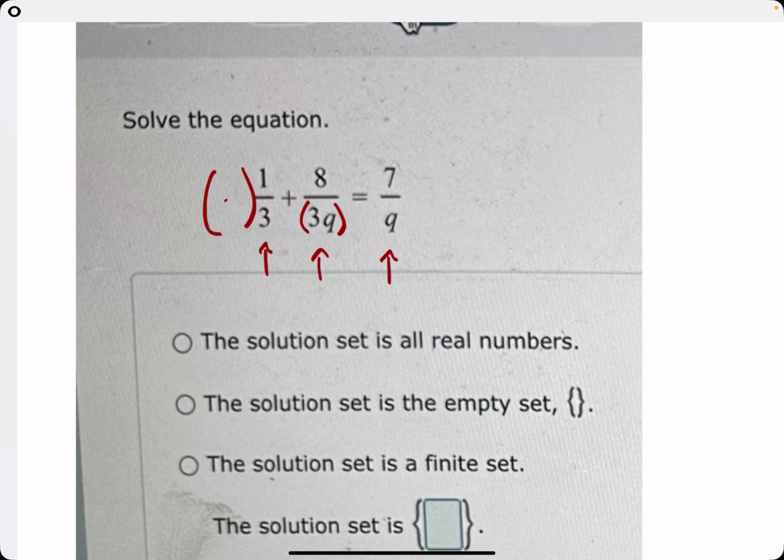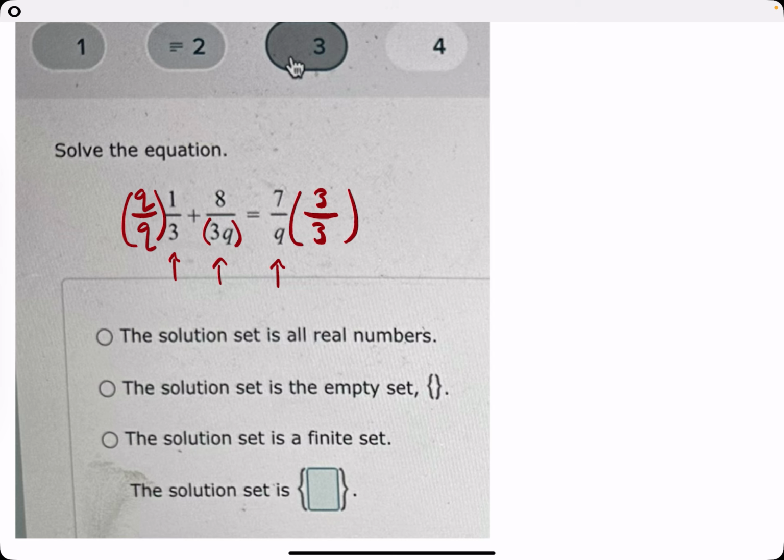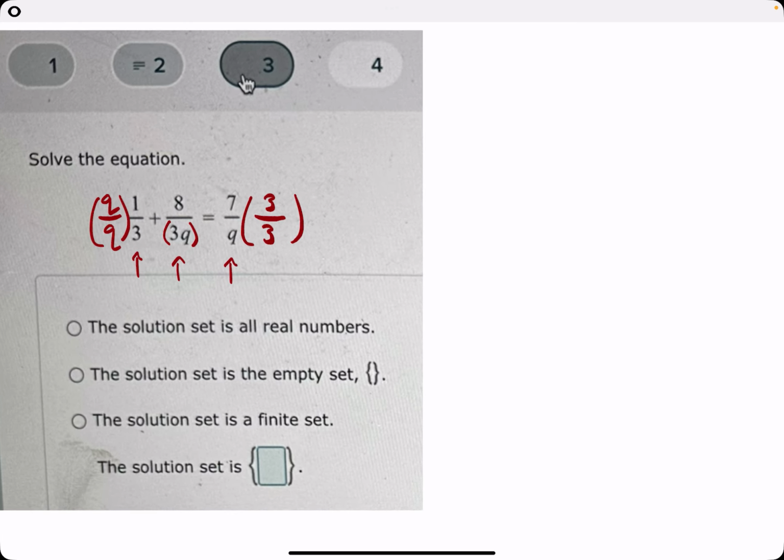And so to make it so that these other fractions have a 3Q, well, this first one already has a 3, so it needs a Q. The second one has a Q, so it needs a 3. And what we multiply at the bottom, we have to multiply up on top here, because it's like we're multiplying by something divided by itself, which is like multiplying by 1. So it's not changing the value, but it's still allowing us to achieve our goal of getting a common denominator.